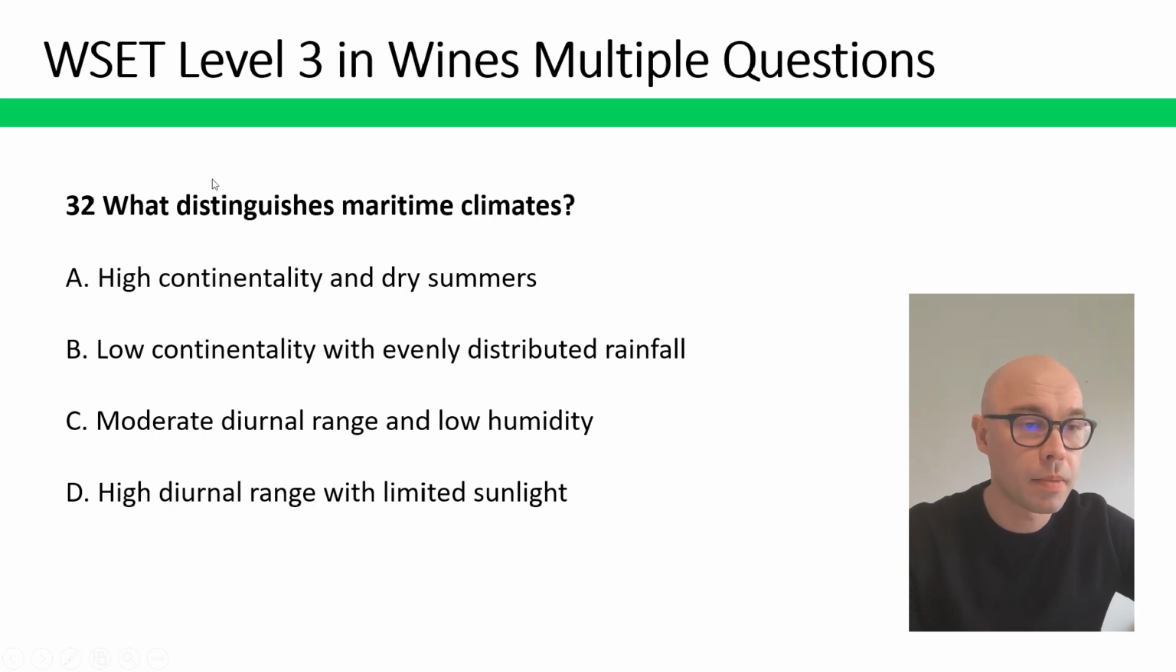What distinguishes maritime climate? High continentality and dry summers, low continentality with evenly distributed rainfall, moderate diurnal range and low humidity, high diurnal range with limited sunlight. The correct answer is B, low continentality with evenly distributed rainfall. This is Bordeaux, a maritime climate, that is characterized by evenly spread rainfall throughout the year, and there's not a big temperature difference between the warmest and the coldest month in the growing season.